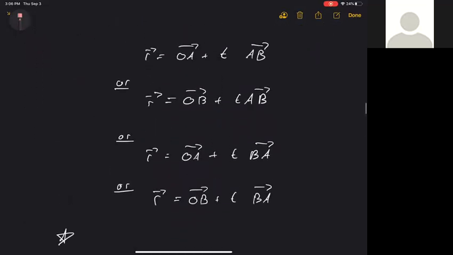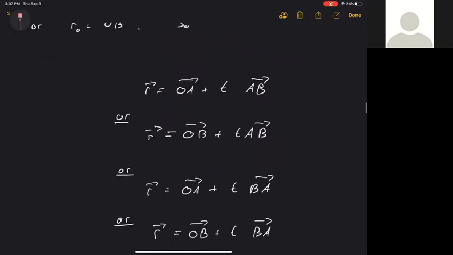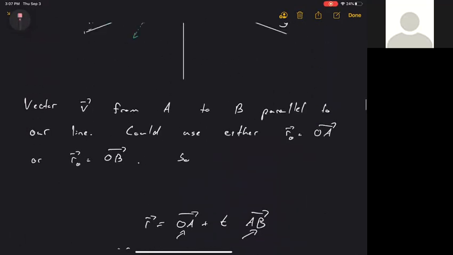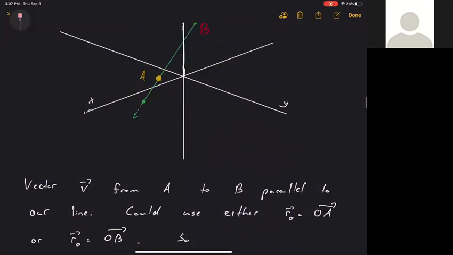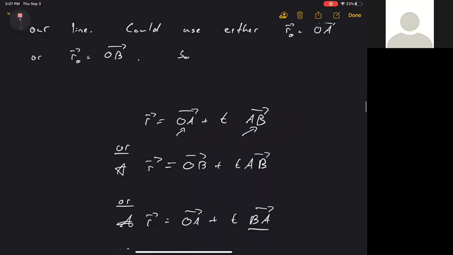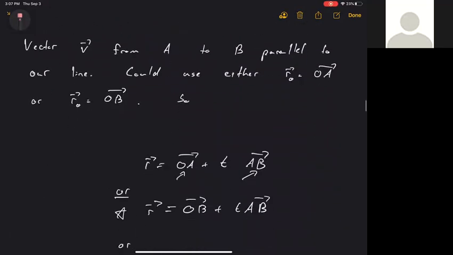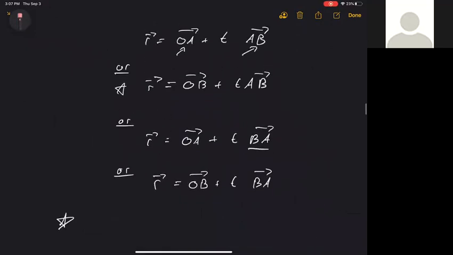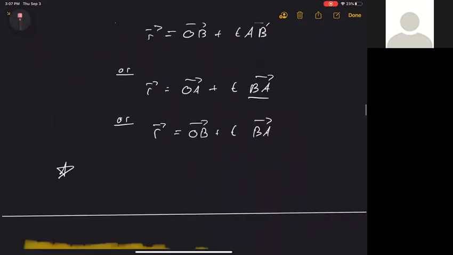So to drive that home, here's 4 different ways to write the equation of the same line. We could have said r equals origin to a plus t times ab, or this, or this, or this. Now, all these are just symbolic, right? OA means the vector starting at the origin going to point A. AB means the vector starting at A and going to B. So if we wanted to plug in some numbers, we would just find the components of these vectors and plug them into our equation.